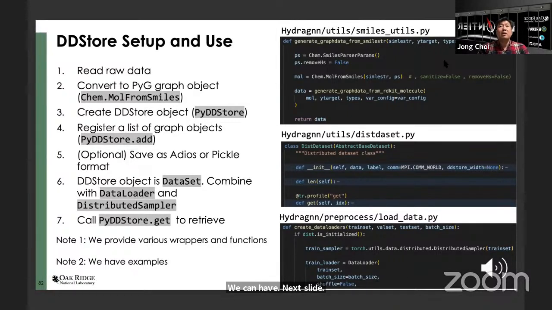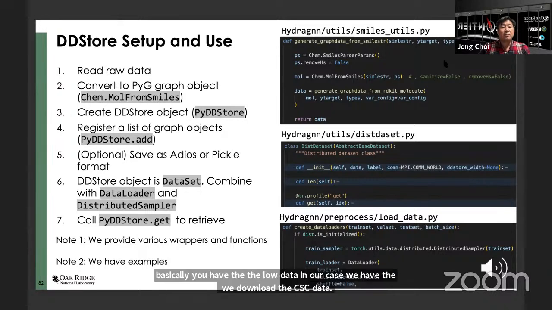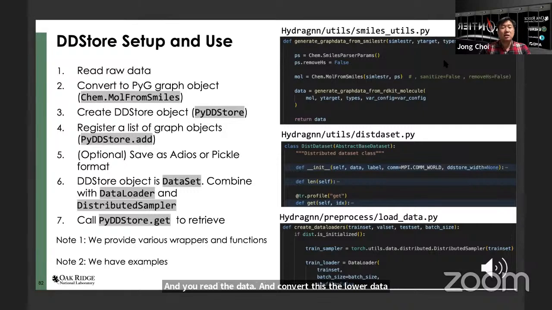So this is a high level description of how you use DD store for your distributed training. Basically, you have the raw data. In our case, we downloaded the CSE data, and you read the data and convert this raw data into a graph object, which is PyG that we are using. Then you connect your graph object to a DD store. You need to make a connection from your raw data to the DD store, and then the DD store will internally do registration and provide it as a data set, which is step four. So you convert your raw data to the graph object, and the DD store will help with the chunking and registration process.